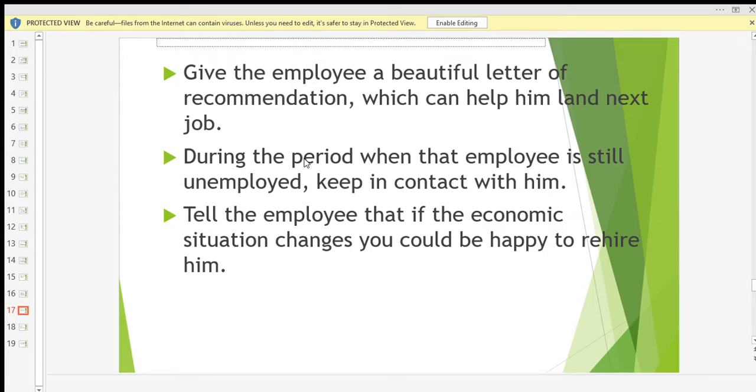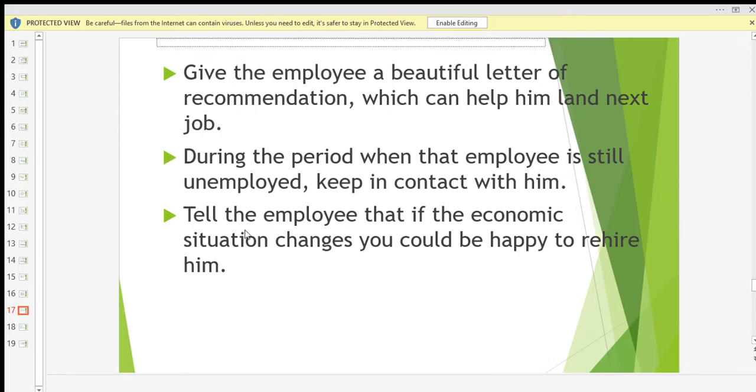Then during the period when that employee is still unemployed, keep in contact with him or her. Keep contacting them to find out how they're doing, whether they got a new job, things like that. So keep in contact with them when they are still unemployed. You ask them their next plan and all that.